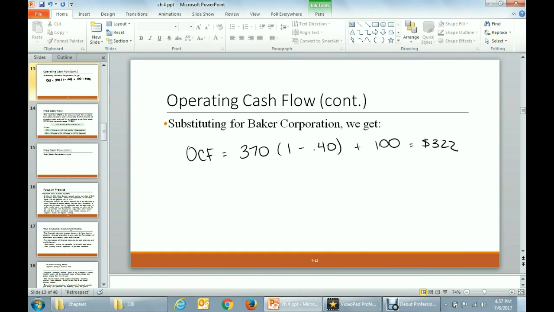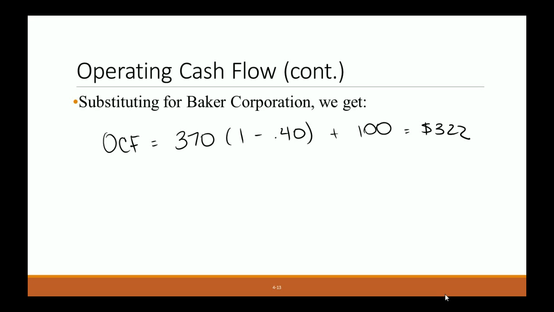These numbers, if you can't find them, are available on Canvas. They are under the Chapter 4 header, and they're called Baker Company. And so earnings before interest and tax was $370 times 1 minus our tax rate of 40% plus our depreciation expense, which is $100. You can find these on different places.